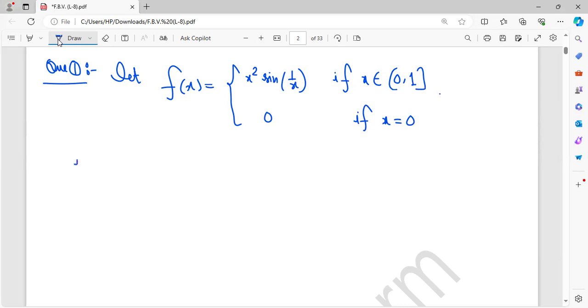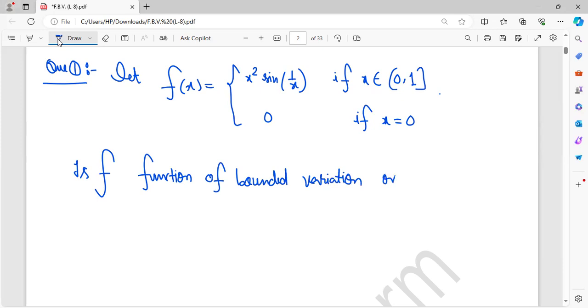So my question is, is f a function of bounded variation on closed interval [0, 1], because this function is defined on closed interval [0, 1]. Okay. So the answer is yes. It will be. I will show why it is. So I am going to use a result of the last lecture, the seventh lecture result.